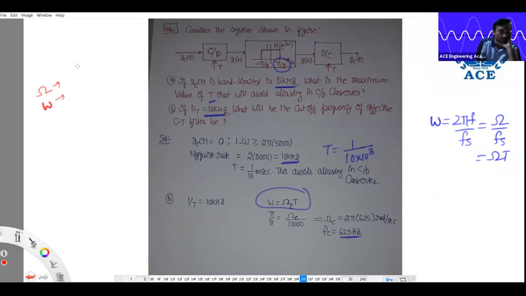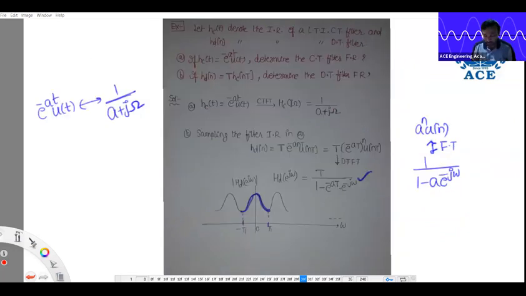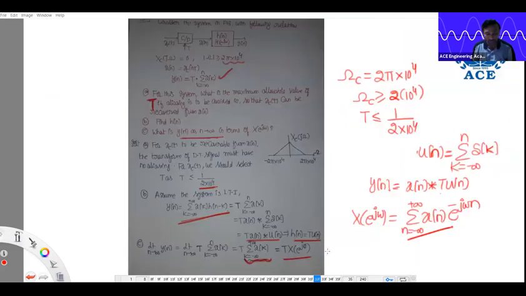So CTFT, DTFT, they are interlinked. Let me repeat this question one more time. The last example. This is the given data with the highest frequency 2 pi into 10 power 4.